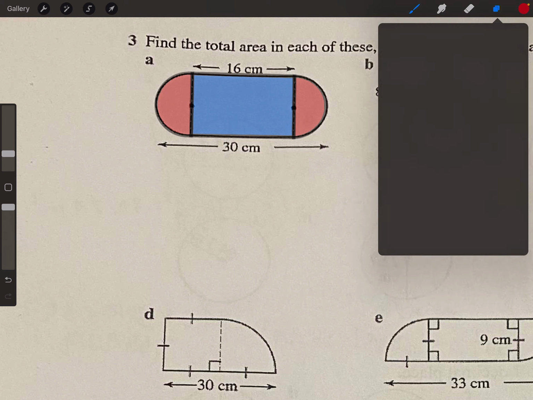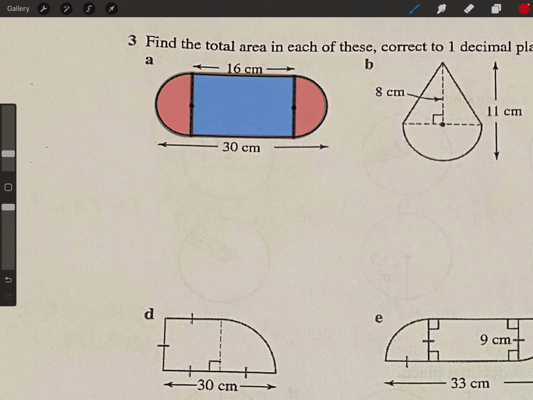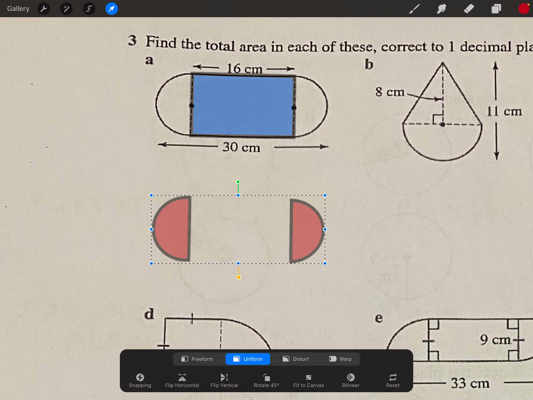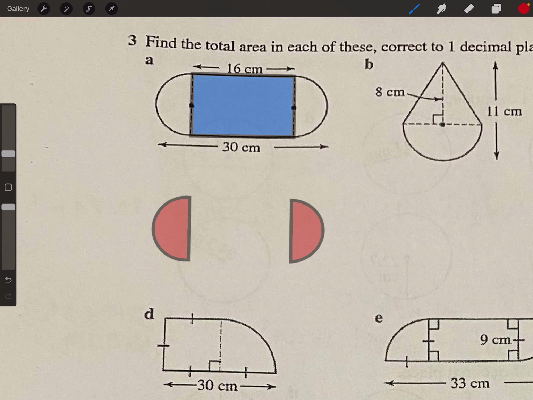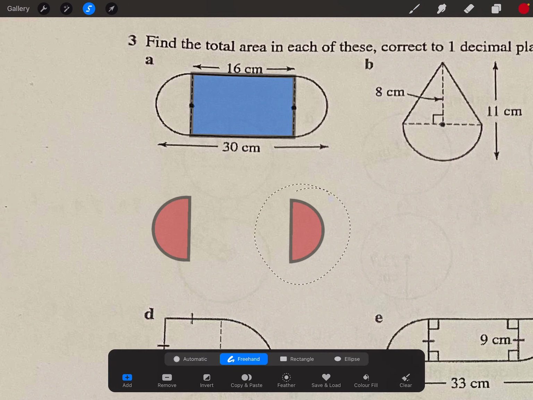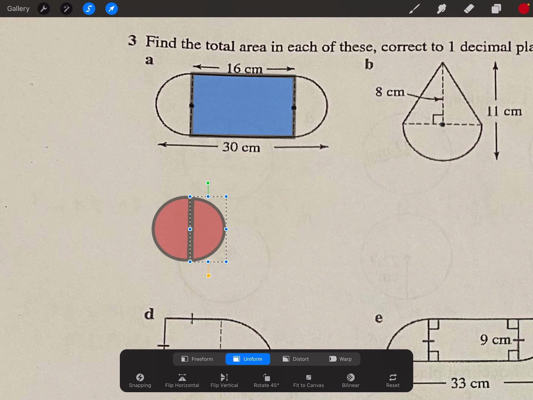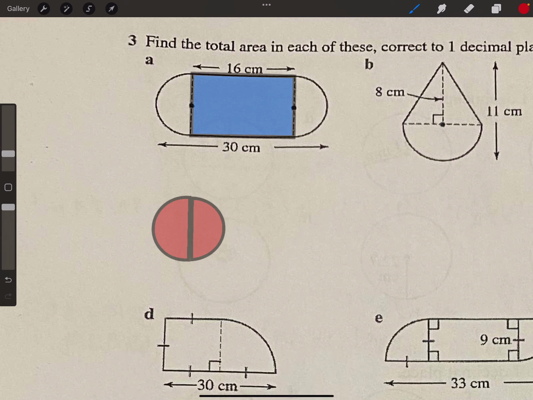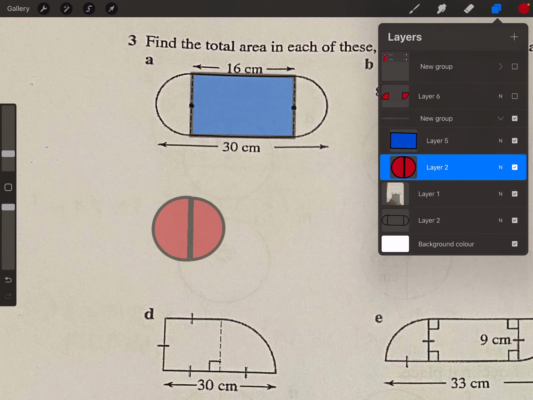But the red piece, if you can imagine it, is actually two semicircles with the same diameter. So what happens if I combine these two is I will get a full circle. And if I want to find the total area, I just have to find the area of that circle plus the area of the blue rectangle. So let's do that.